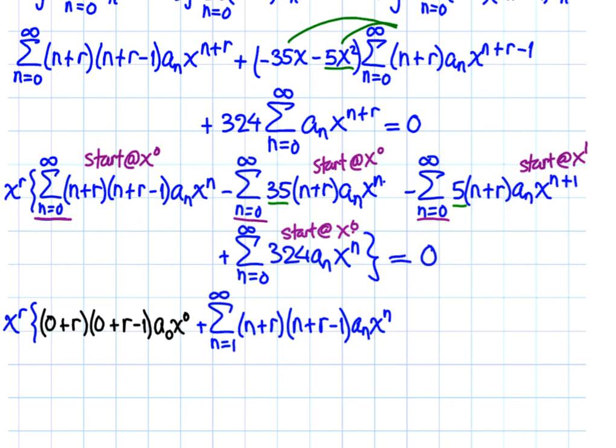The next series, because it starts at 0, we have to split out one term. 0 plus r, a sub 0, x to the 0, so that we split that term out. And now the series we start from 1. 35, n plus r, a sub n, x to the n. The series stays the same.